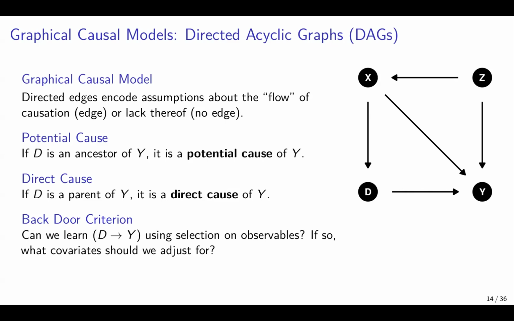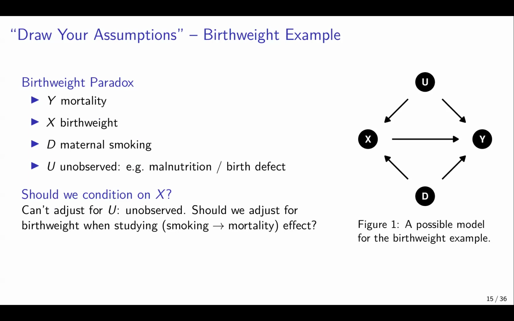So we're going to be spending a lot of time in the remainder of this lecture talking about what is called the backdoor criterion. And the backdoor criterion is about whether we can learn the causal effect of our treatment D on some outcome Y using selection on observables. If we can learn it, then which covariates should we adjust for? I mentioned before that this lecture is going to be about saying what you assume to be true and finding out what that implies. So we've got to draw our assumptions.